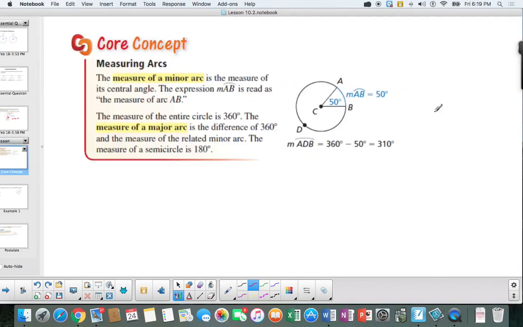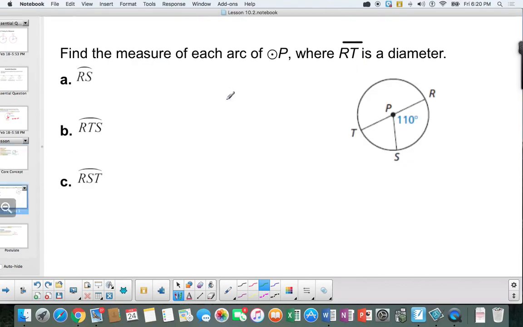Okay, the measure of minor arcs. So this is the arc that's inside. If you think of the angle, it's inside that angle, and that's going to be a minor arc. The rest of the circle, right here, that's the leftover from 360, is known as a major arc. And major arcs are usually bigger than 180, and semicircles are 180 degrees. All right, let me go ahead and do some problems and show you.